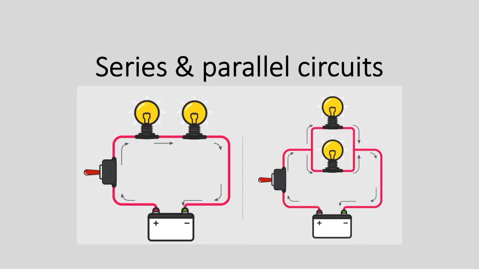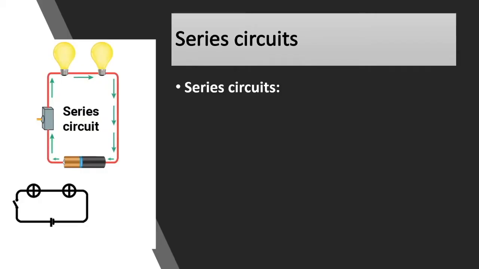For this section, we are going to look at what is the difference between series circuits and parallel circuits. As you can see in the two diagrams provided, a series circuit provides only one pathway for the current to pass through, and a parallel circuit will be able to supply multiple pathways for the current to pass through. So let's start looking at a series circuit.